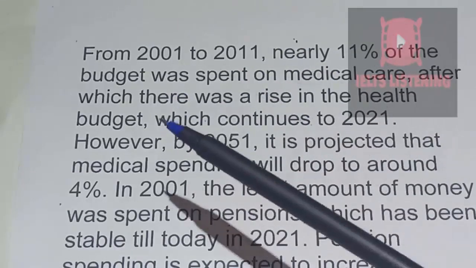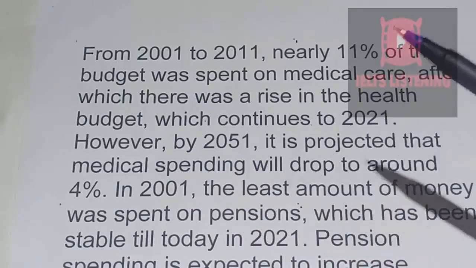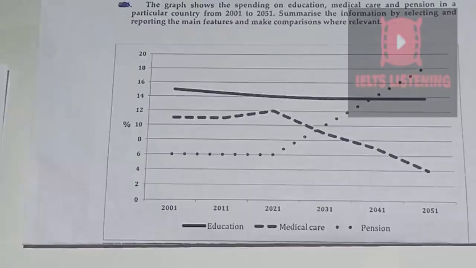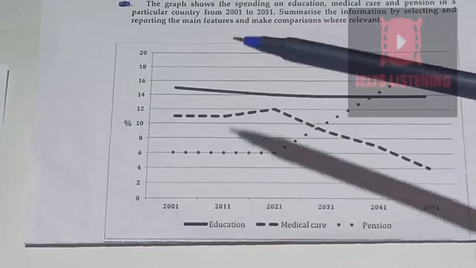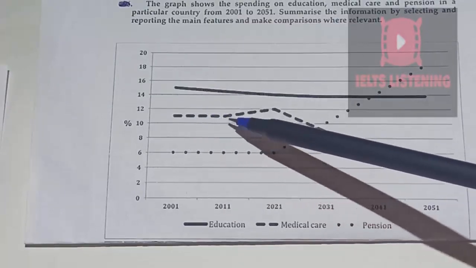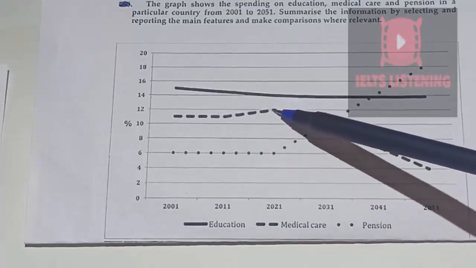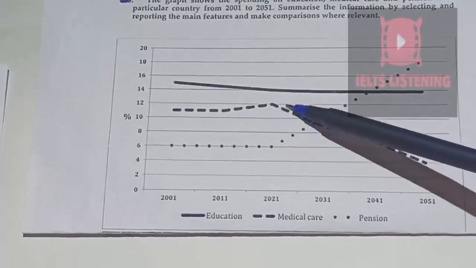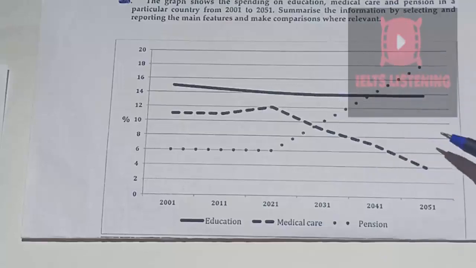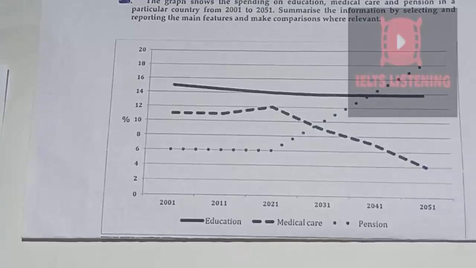Now from 2001 to 2011, nearly 11% of the budget was spent on medical care, after which there was a rise in the health budget, which continues to 2021. However, by 2051 it is projected that medical spending will drop to around 4%. What we are seeing is that medical care was 11% in 2001, and till 2011 it remained the same, but after which there was a rise in the health budget, which continues to 2021. And after which what happened? However, by 2051, what will happen? It is projected that medical spending will drop to around 4%.